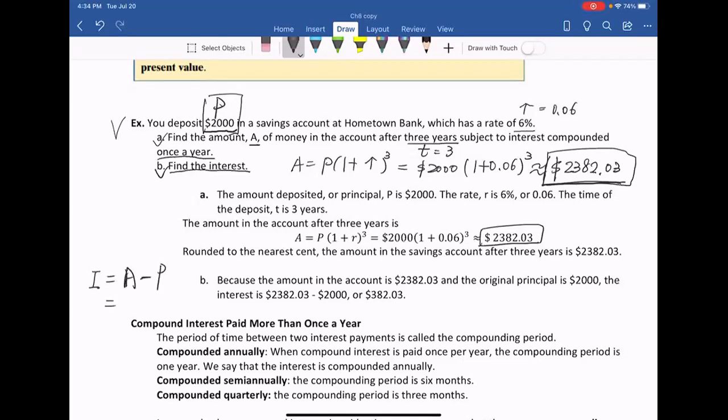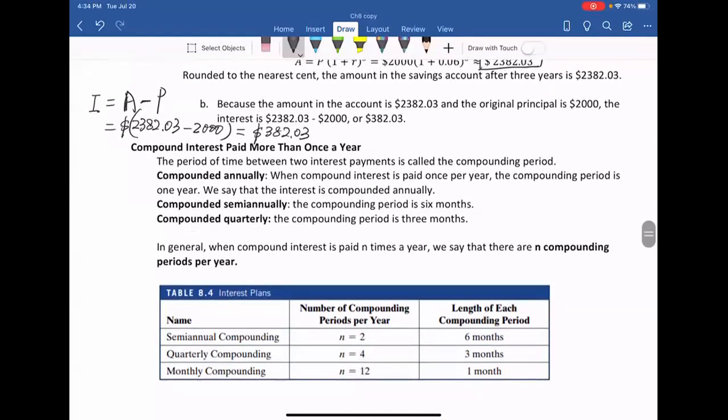That means 2382.03, subtract 2,000. And we get 382.03. Let's move on to next part.